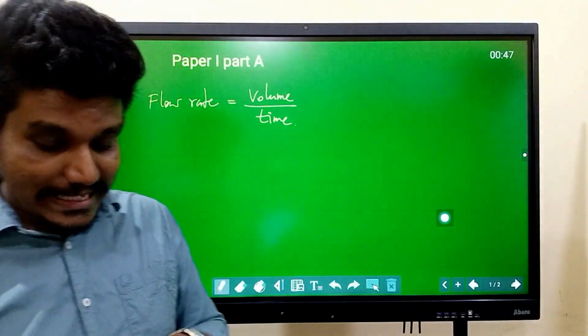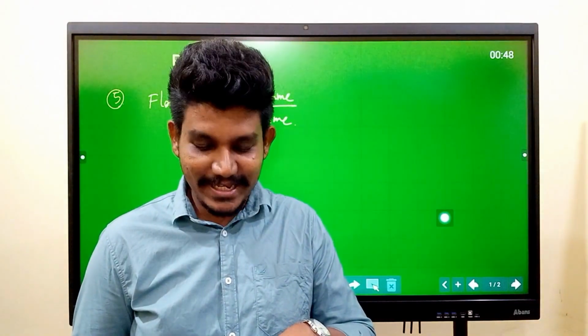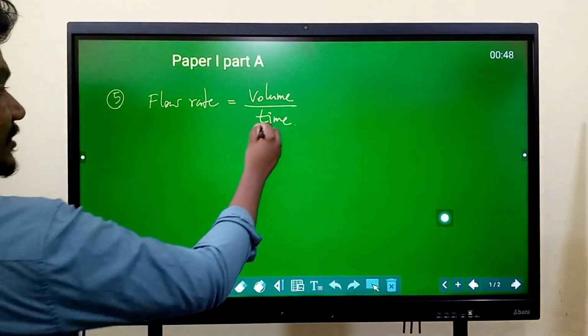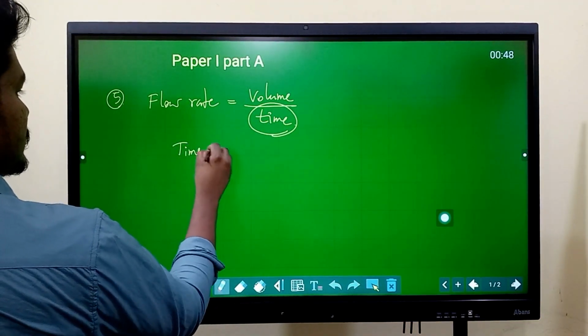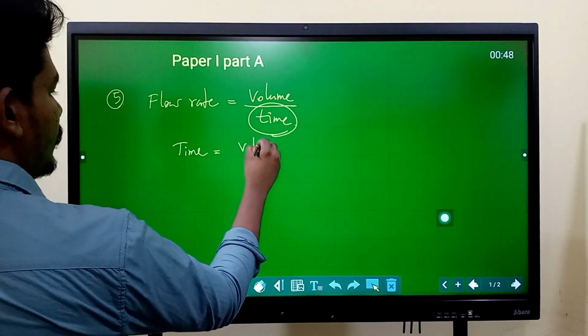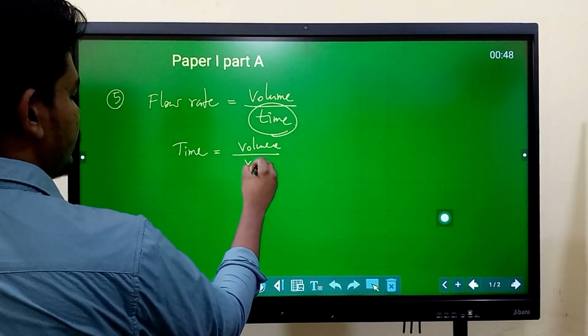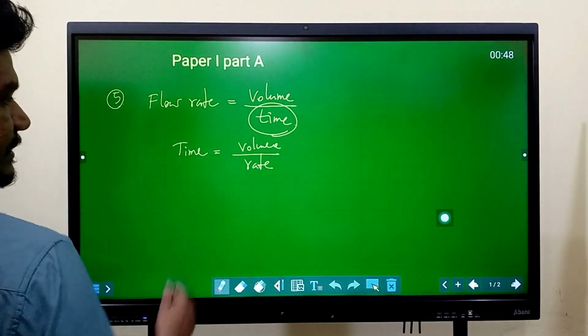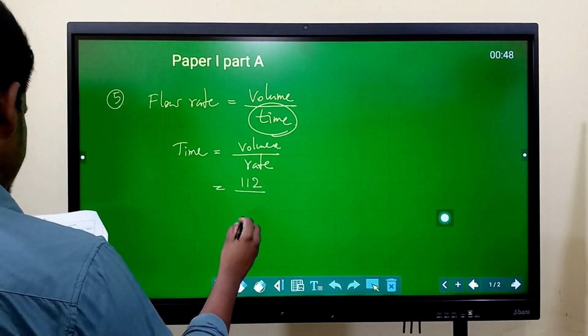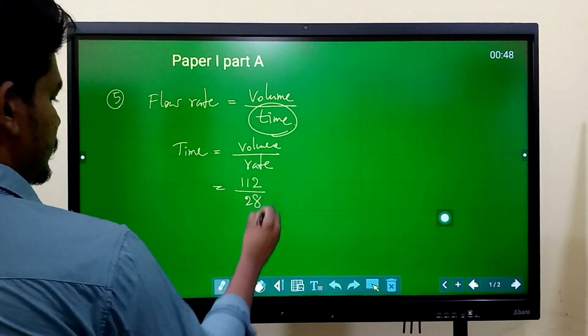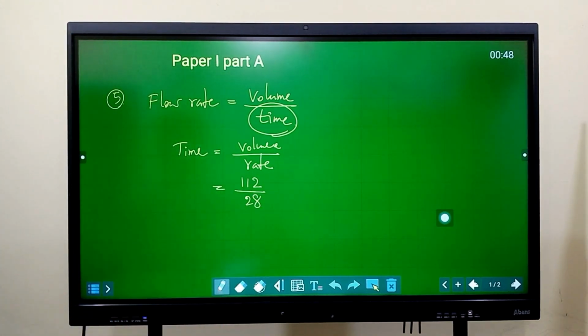Here we know the flow rate is 28 liters per minute, and we know the volume of the tank. But we have to find the time. How can we find that? We can make time the subject. Then time equals volume over the flow rate. Flow rate should be there at the denominator. The volume is 112. Flow rate is 28.